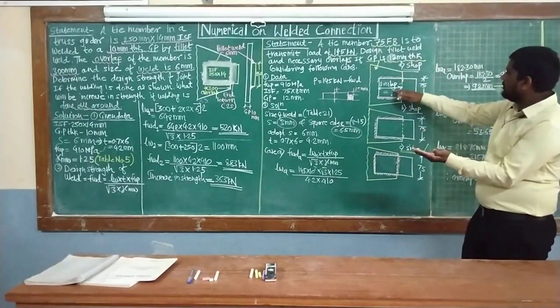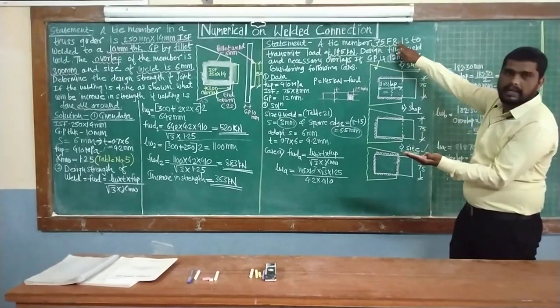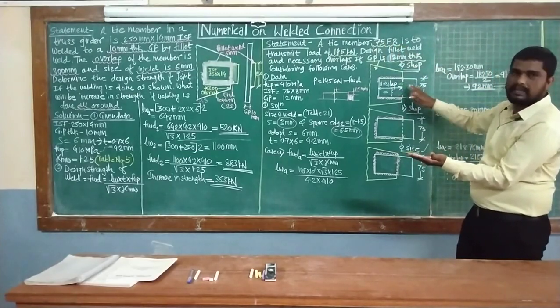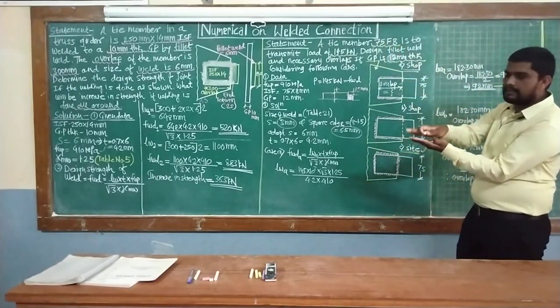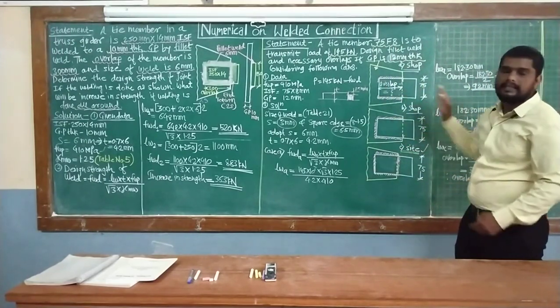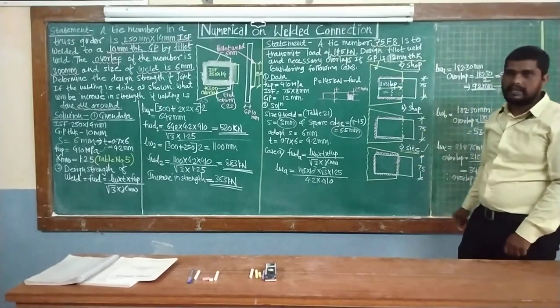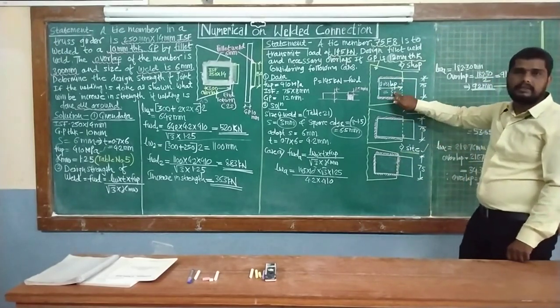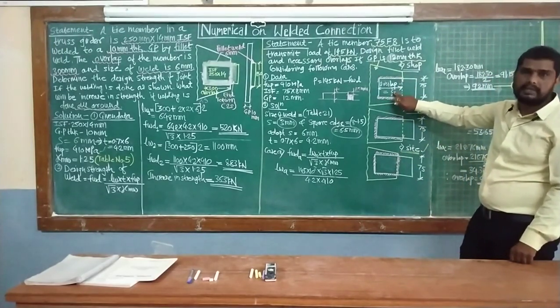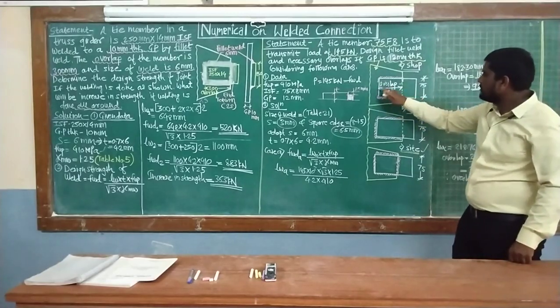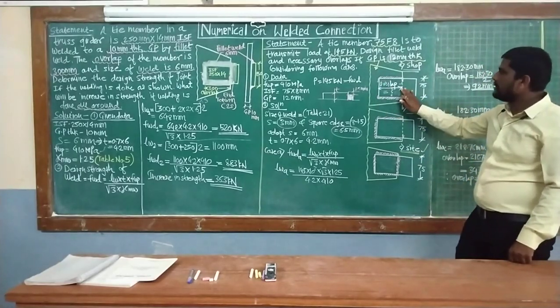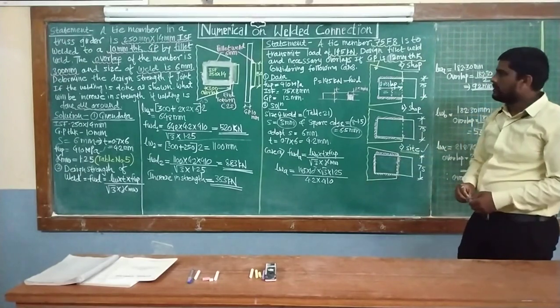This is the 75 by 8 mm flat plate given, and the gusset plate is provided. So how much length of weld overlaps, that we are going to determine. So we have drawn one question mark. How much is the overlap, that we are going to calculate in this numerical.